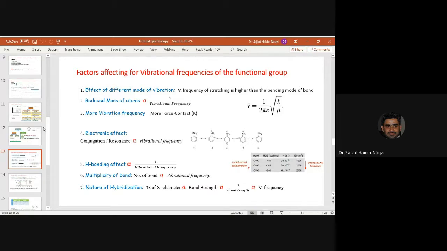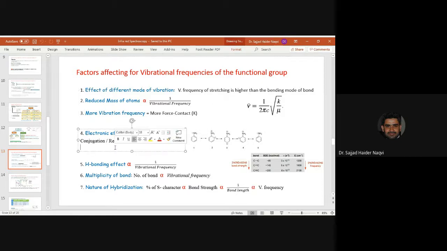Effect of different modes of vibration: it is directly proportional to the frequency of stretching. That means stretching modes of vibration will have frequencies higher than the bending mode of vibration. Similarly, reduced mass of atom is inversely proportional to vibrational frequency. That means if you have more atomic mass, you have less vibrational frequency. Then we have more vibrational frequency results in more force.